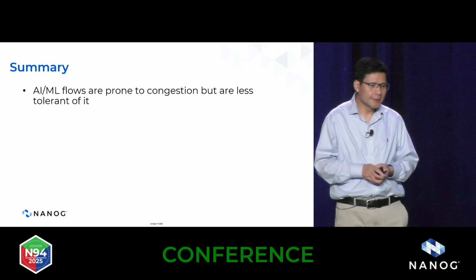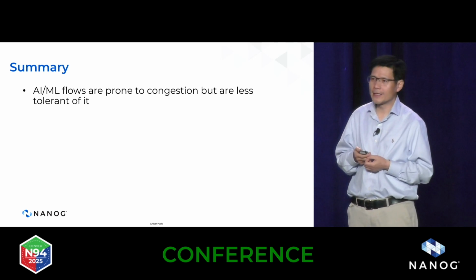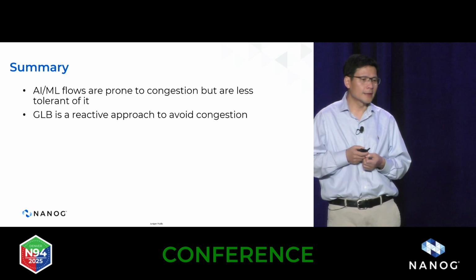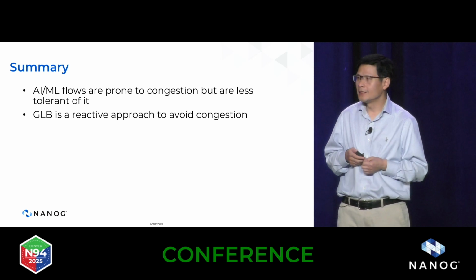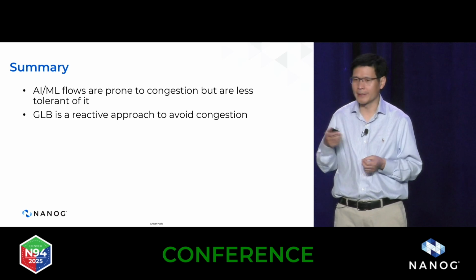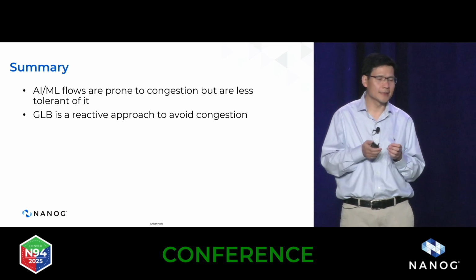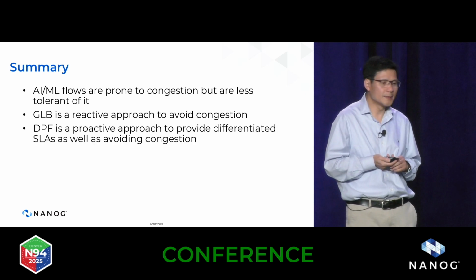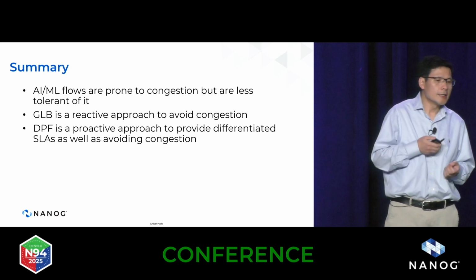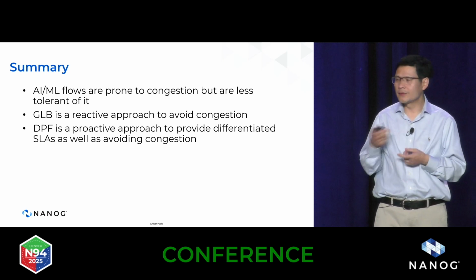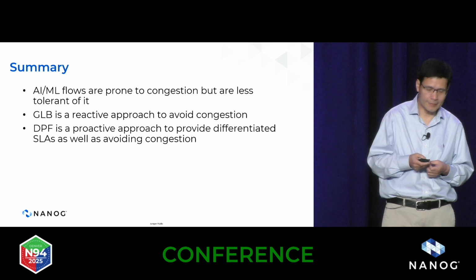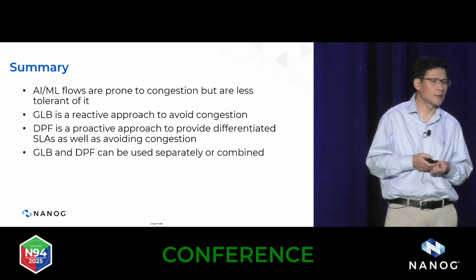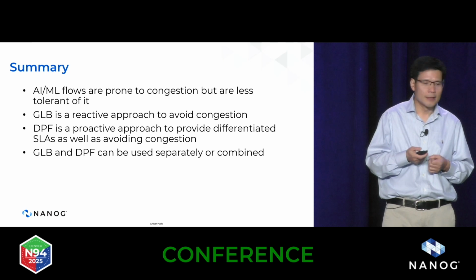So here's the summary. We know AI/ML workloads are very prone to congestion, and they are less tolerant of congestion. Global load balancing is a reactive approach which helps avoid congestion and tries to optimize globally so that every link has equal or close to equal load to minimize congestion. And BGP Deterministic Path Forwarding is a technology where you proactively plan your traffic to achieve different SLAs, to avoid congestion, and to avoid fate sharing. We have both technologies there. They can be used separately, or they could also be used in combination to achieve traffic engineering.